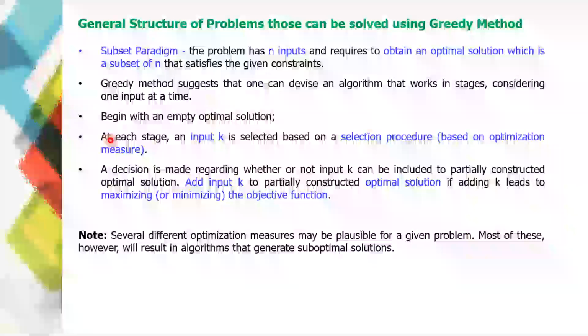Now you are going to repeat these steps. Next stage, select another input k. Decide whether this input can be included in the optimal solution or not. Third stage, select another input k based upon the selection procedure. Decide whether this k can be included in the solution or not. So you'll repeat these two steps until you find a subset of n that is your optimal solution, a complete solution that satisfies the given constraints, as well as either minimizes or maximizes the objective function.